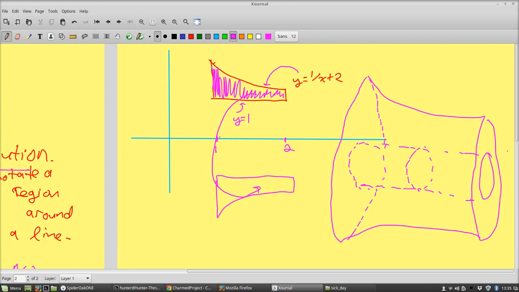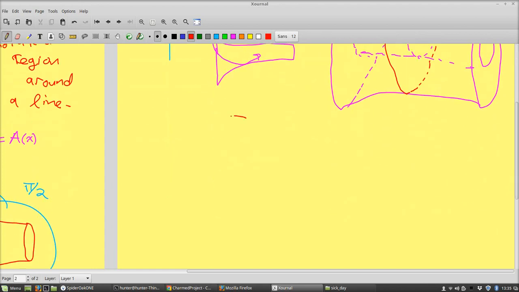Okay, so hopefully you can visualize that, and you see why it's happening. So now the formula that we used before, the formula pi integral of f of x squared dx, doesn't exactly work anymore, because when there's a hole in the thing, the cross sections are not circles. If I take a cross section here, it's circular, but it's not a circle.